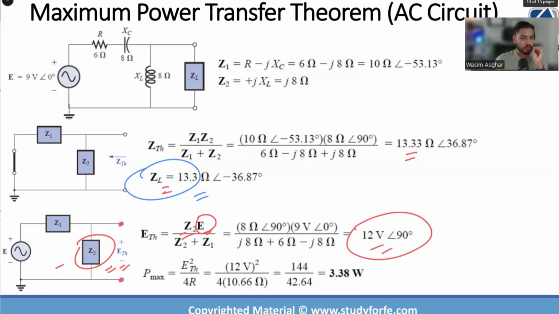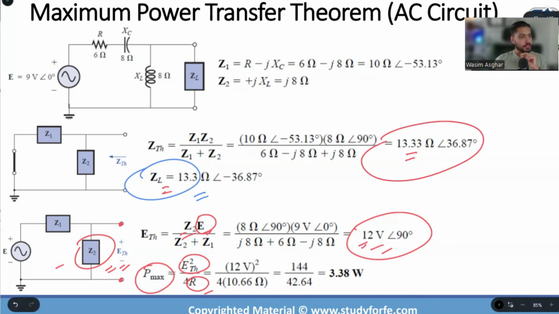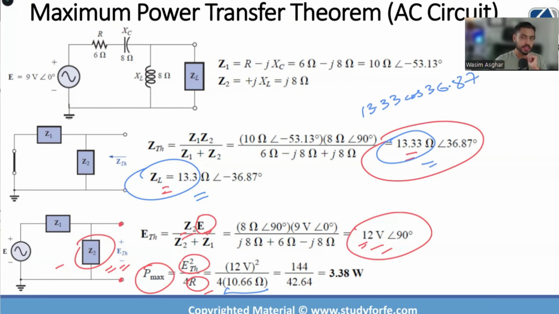In terms of using the values for P max, we do make use of just the magnitude. So the magnitude of E Thevenin and the magnitude of R. Now the magnitude of R, it can be a little bit confusing, because I see students using the magnitude of Z Thevenin in this equation, which is misleading. It is inaccurate. What we need to do over here is we need to do 13.33 cosine of 36.87.